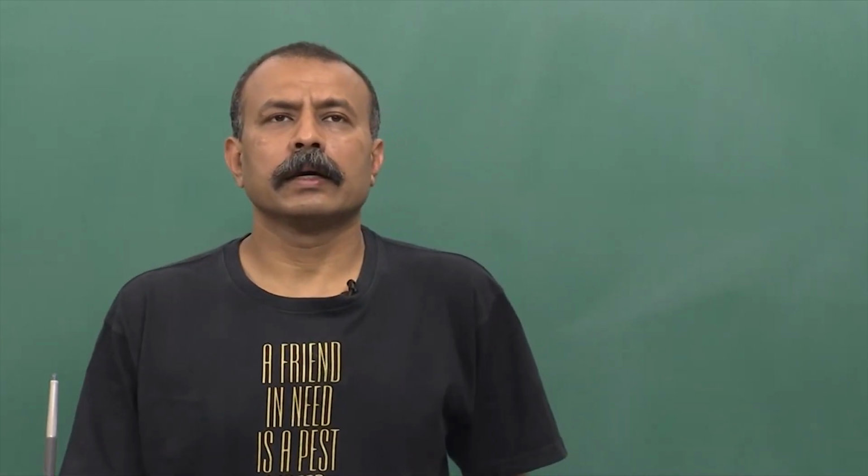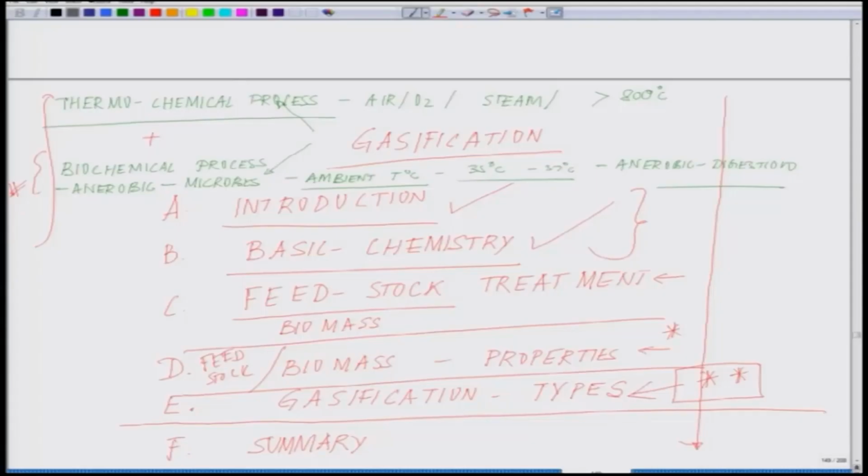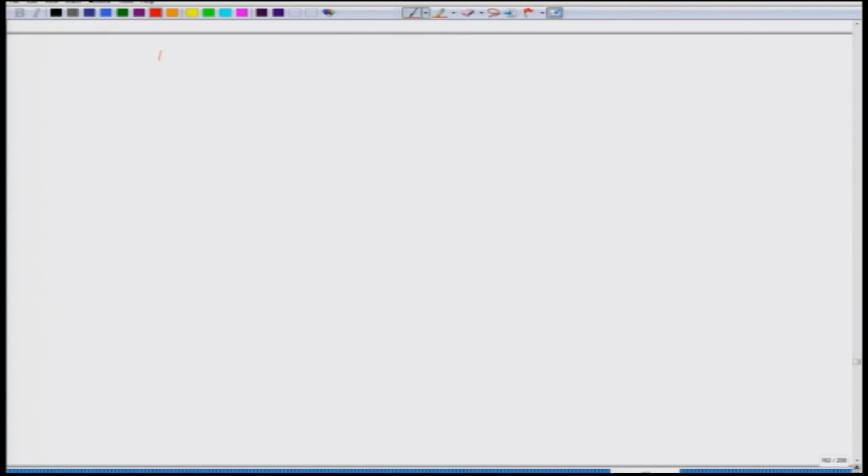So, welcome back to the Bioenergy course. Today what we will be starting off with, we will be talking about the feedstock properties, okay, which is the D, feedstock properties. So, the different feedstock properties, there are 4 different feedstock properties we will be dealing with.